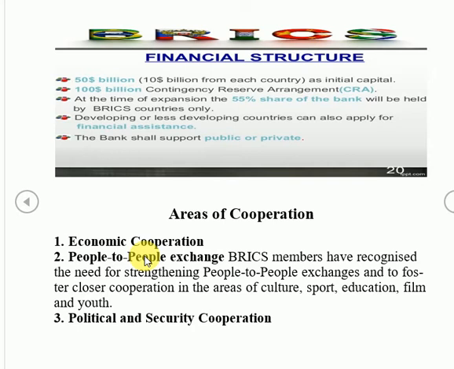Developing or less developed countries can also apply for financial assistance. Means in the private sector, public sector, the countries that are developing can also apply for a loan in this forum or in this bank, the BRICS bank.